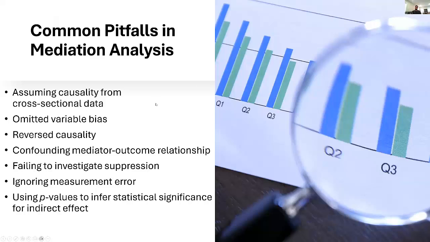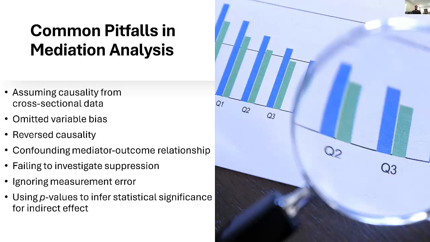Common pitfalls, you'll see this in the literature. This first one, folks doing mediation with cross-sectional data, you're failing temporal precedence. It's really not an appropriate method for cross-sectional data, and we're going to violate this one big time during the example. I already talked about omitted variable bias.